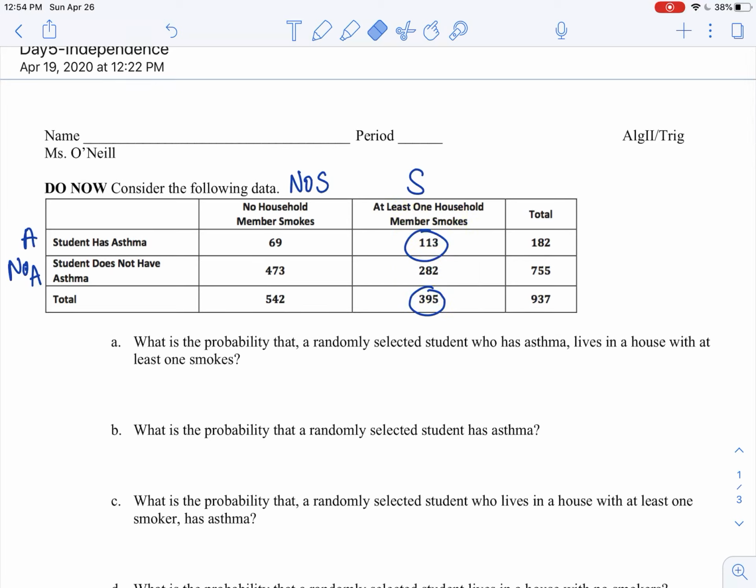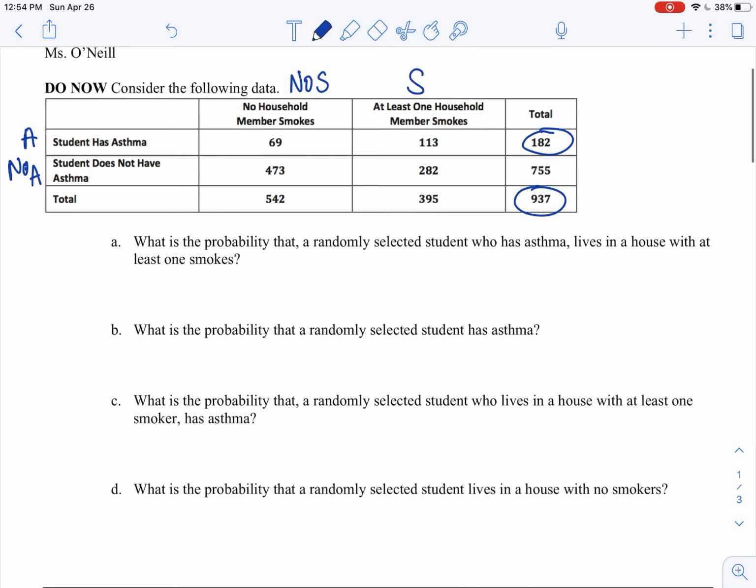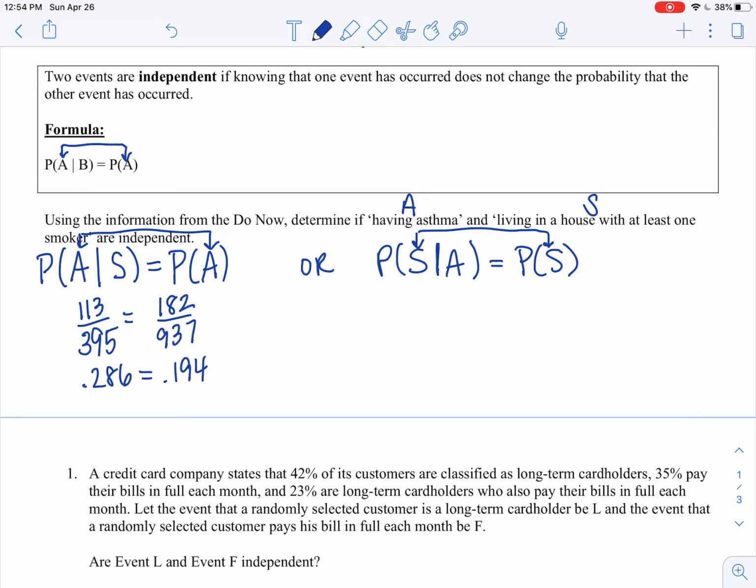So now I go back to my table and I'm doing the probability of just A by itself. Okay, so how many people were there that had A? 182. Out of how many people in total? 937. So when I check 182 divided by 937, that comes out to be 0.194. So you can see these probabilities are not equal, therefore it is not independent.